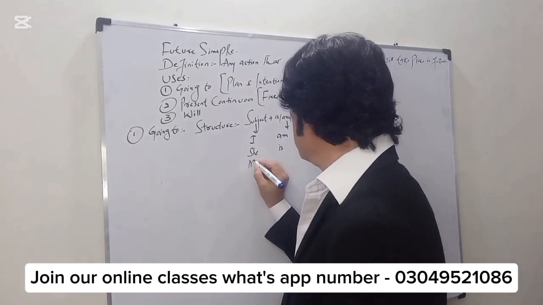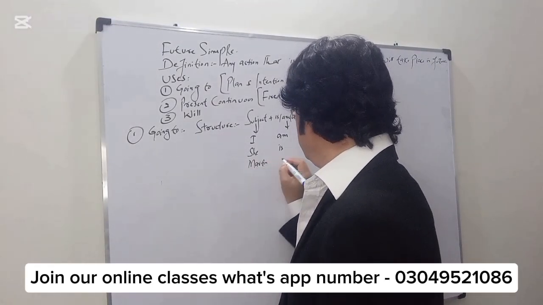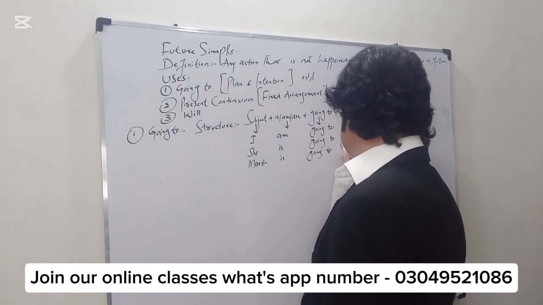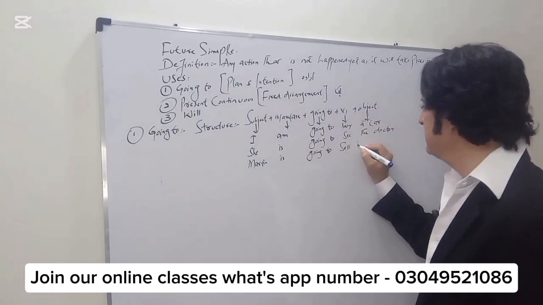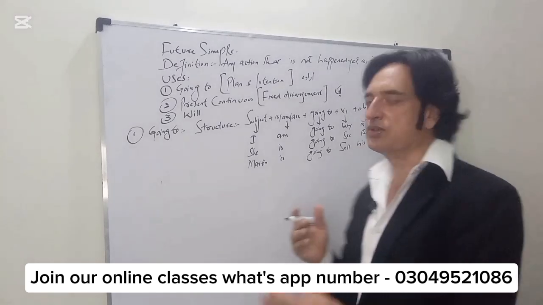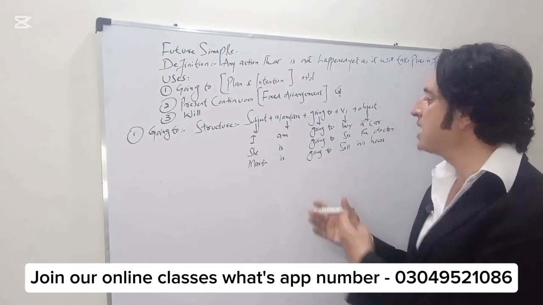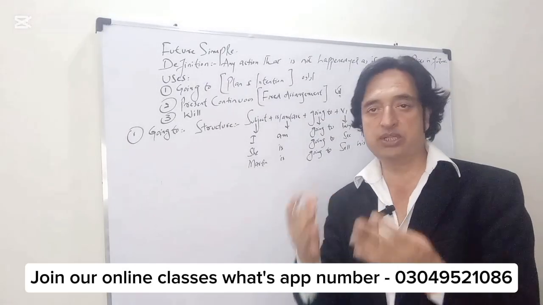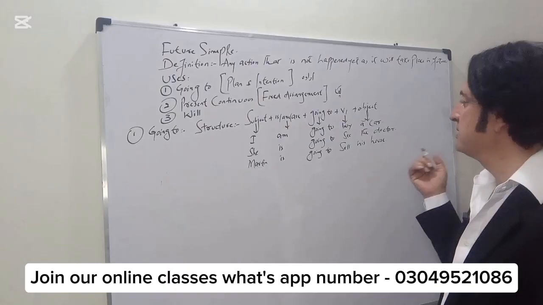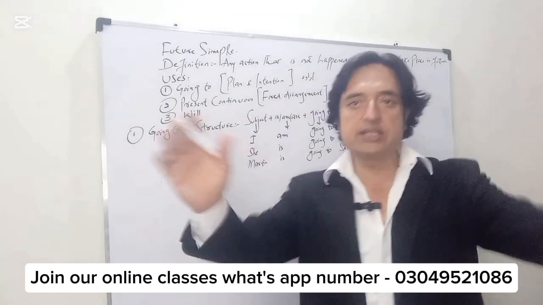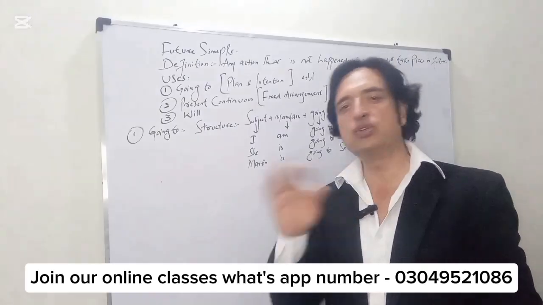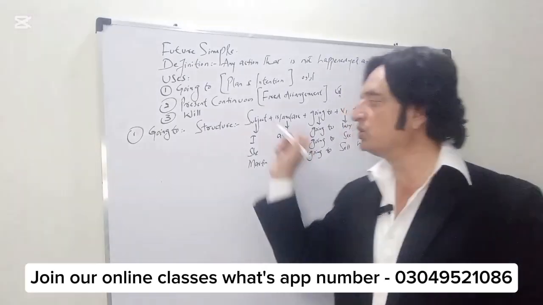Another sentence, Martin is going to sell his house. So Martin has this intention to sell his house. So Martin is going to sell his house. Okay, so this is the use of going to when you are not very much certain, and when it could go 50-50 either way, so use going to.